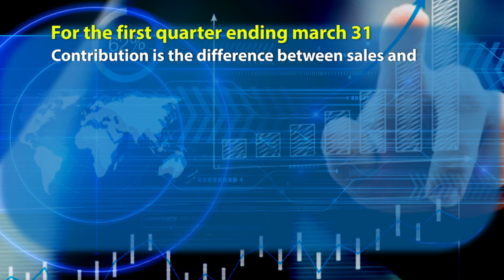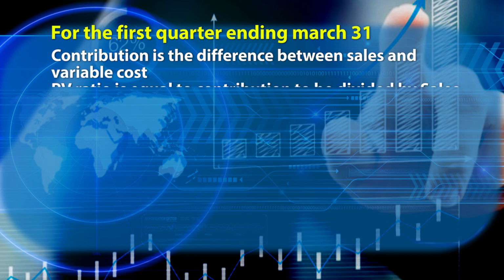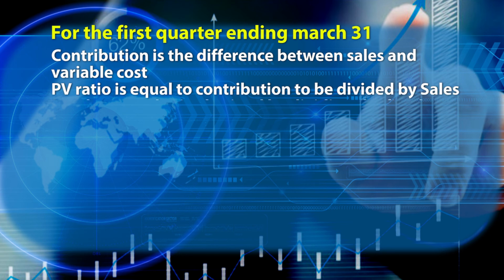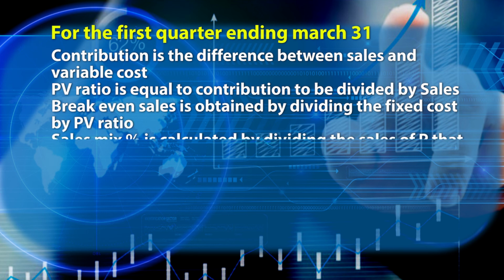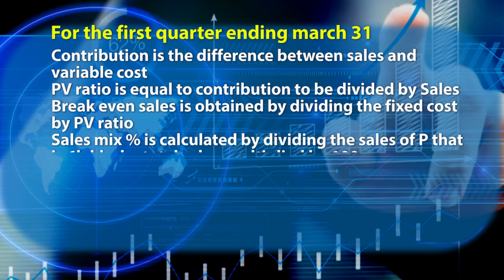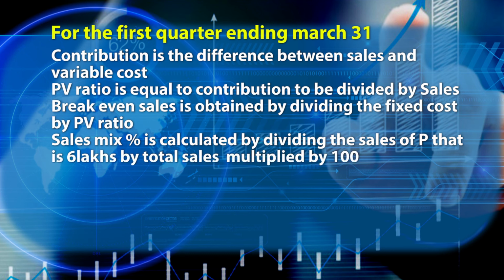Contribution is the difference between sales and variable cost. PV ratio is equal to contribution divided by sales. Break-even sales is obtained by dividing the fixed cost by PV ratio. Sales mix percentage is calculated by dividing the sales of P, that is 6 lakhs, by total sales multiplied by 100.